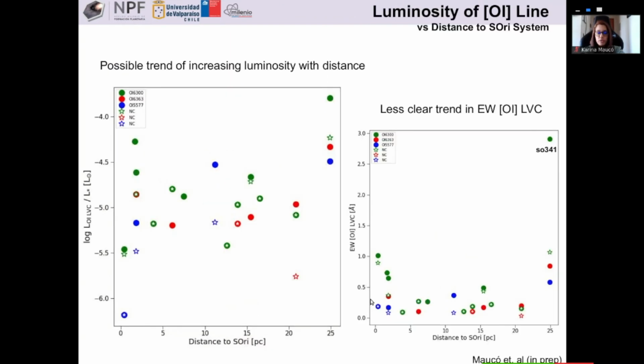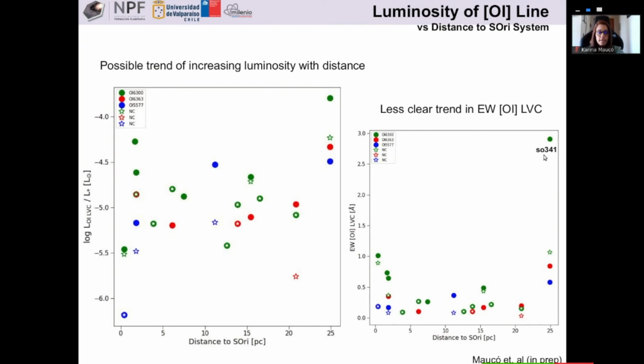So this is expected if you believe that the oxygen I line is being produced by other processes rather than accretion. If you look at a more interesting relationship, for example with the distance to Sigma Ori, this distance is the real distance to the OB massive system taken from the parallax of Gaia DR2. If you look at the luminosity of the oxygen I line, again only the low velocity component, you see a possible trend with distance to the central OB system, which is consistent with photoevaporation. This relationship is less clear with the equivalent width of the oxygen I line, and we find this very peculiar object, SO341, which is like an outlier in our sample.